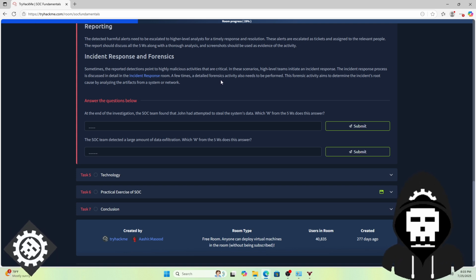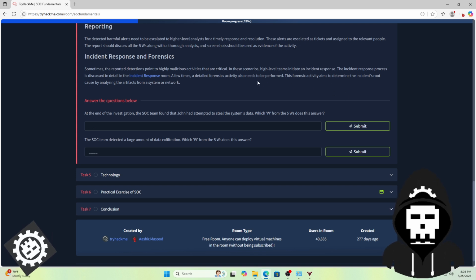A few times, detailed forensic activities also need to be performed. Forensic activity aims to determine the incident's root cause by analyzing the artifacts from a system or network.